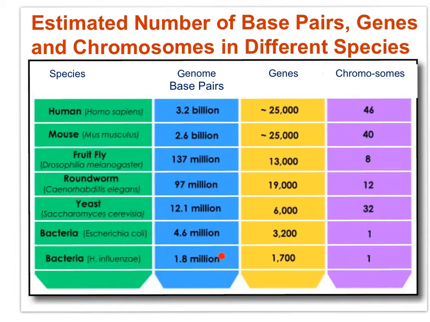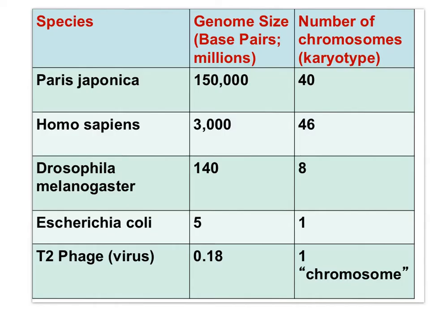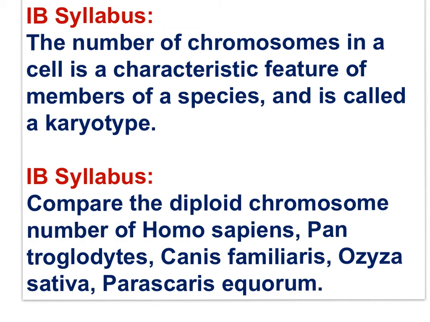You can see that relative to a bacteria or the fruit fly, the human genome at 3.2 billion base pairs is huge. Here is a direct comparison of the genome of these 5 species. All values are given in millions of base pairs. The virus has a very small genome, but Paris japonica, a rare Japanese plant, has a huge genome, some 50 times larger than the human genome. And here are 2 related IB syllabus statements.